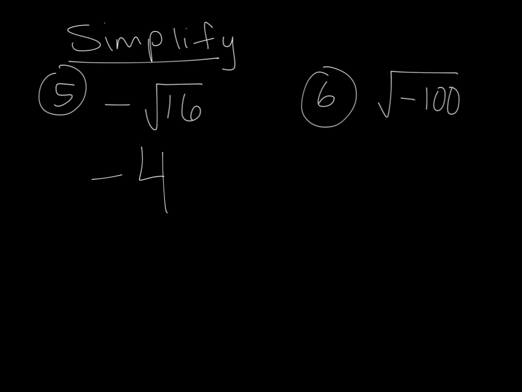Okay, number 6, see how the negative is on the inside? So those are the ones that get the i. If the negative is on the outside, like number 5, you don't need an i. But like number 6, the square root of 100 is 10, so 10i.